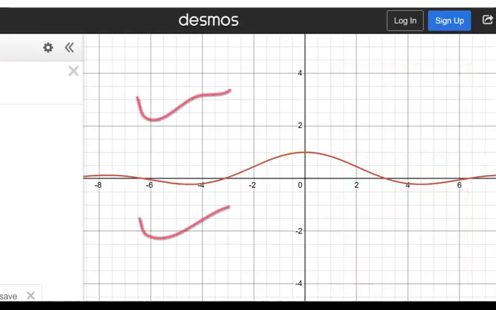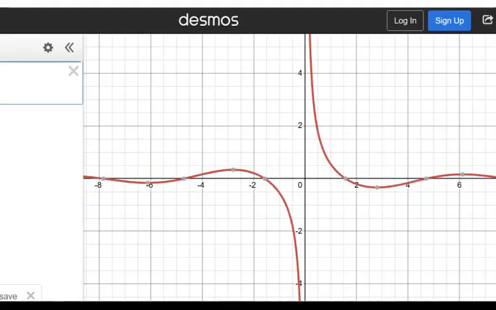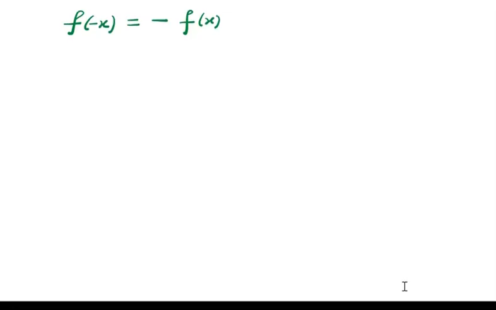Now let us see how the other graph looks, cos x upon x. Here you see, if you fold it along the y-axis, the graphs will not overlap. When you are changing your x to minus x, the graphs are not going to overlap. Therefore, it is easy to check whether a function is even or odd by this analytical method, and to interpret it geometrically, you can draw the graph and see.